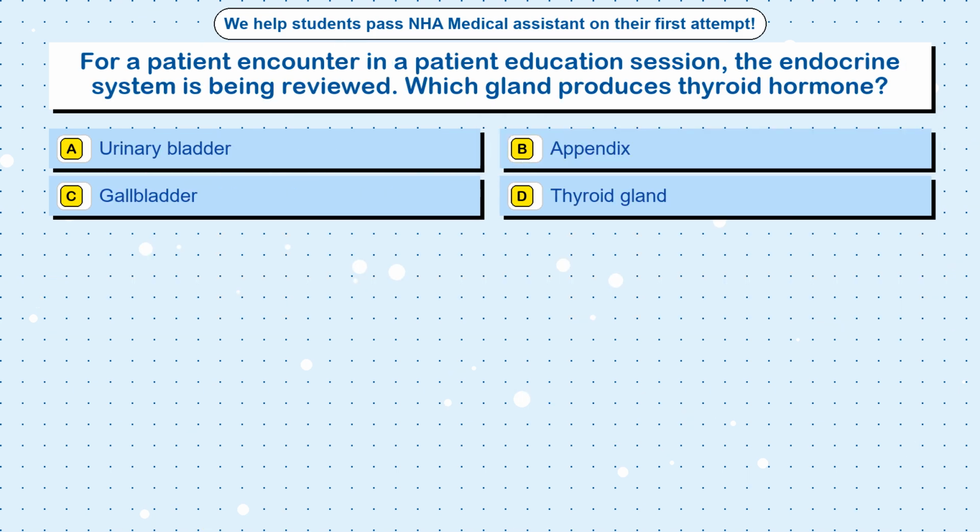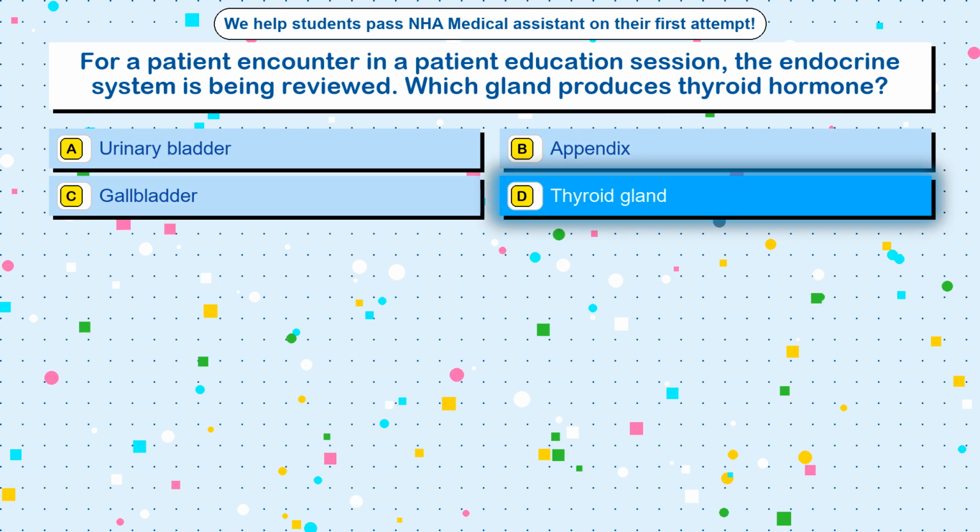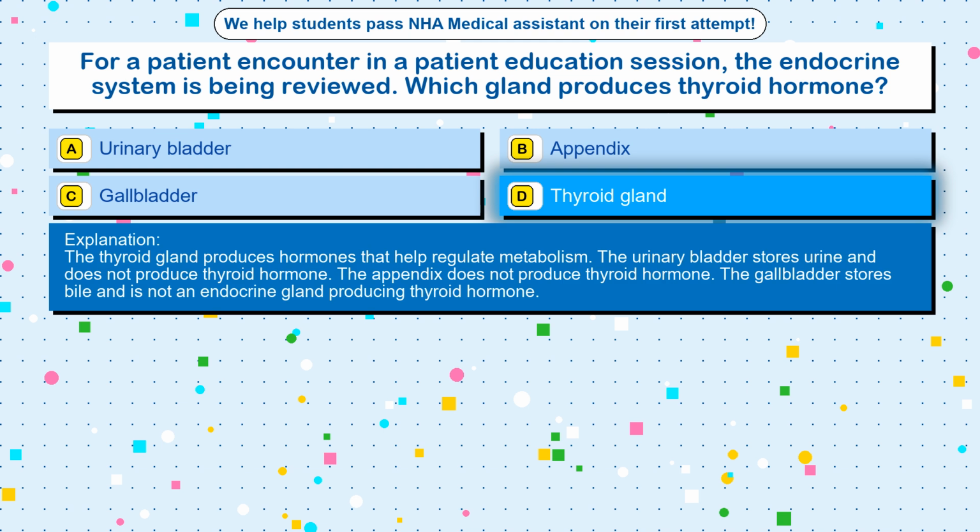Question 58. For a patient encounter in a patient education session, the endocrine system is being reviewed. Which gland produces thyroid hormone? Option A. Urinary bladder. Option B. Appendix. Option C. Gallbladder. Option D. Thyroid gland. The correct answer is option D. Thyroid gland. The thyroid gland produces hormones that help regulate metabolism.